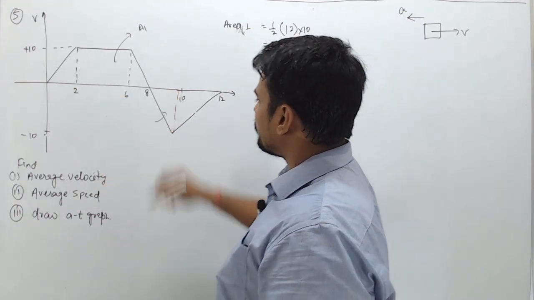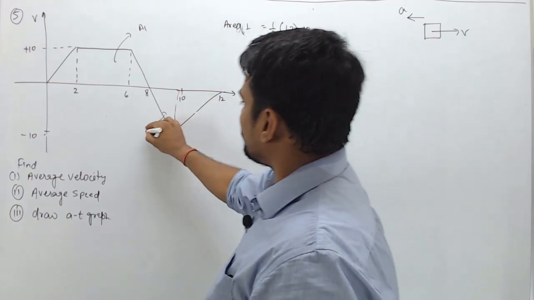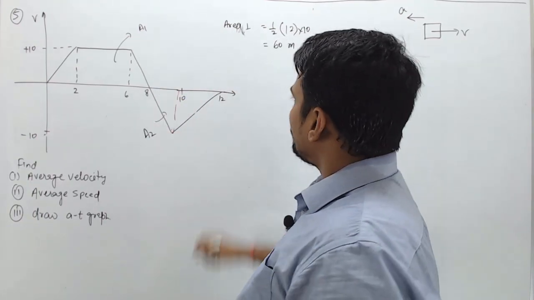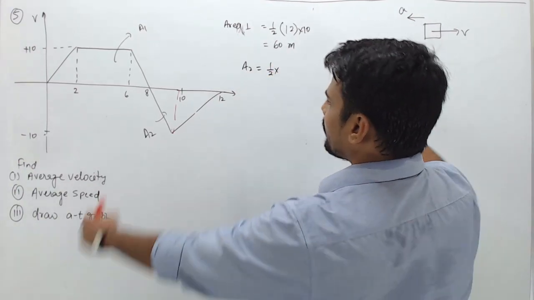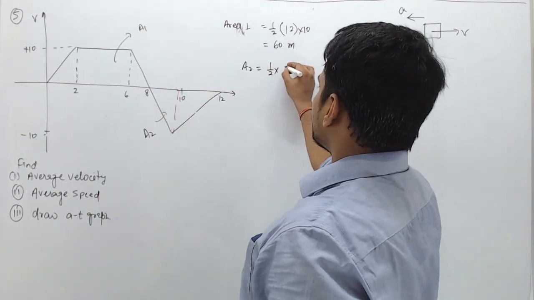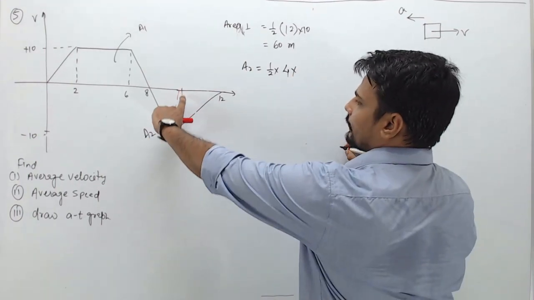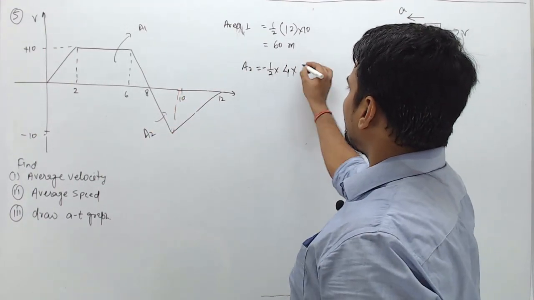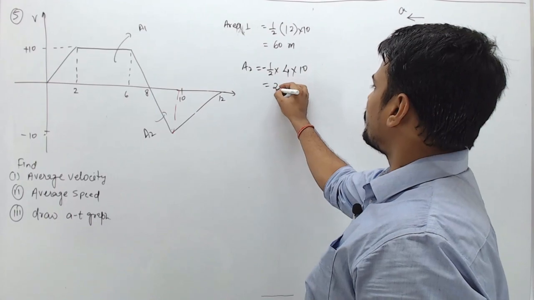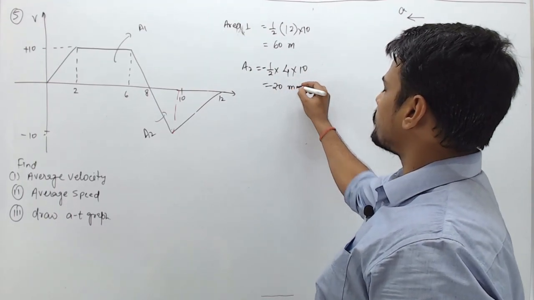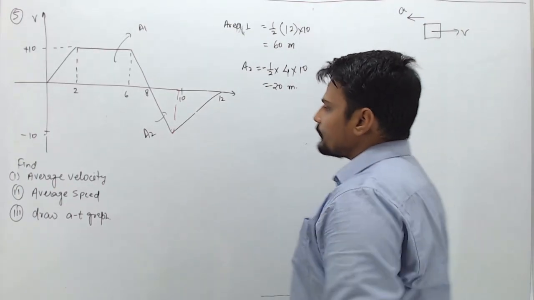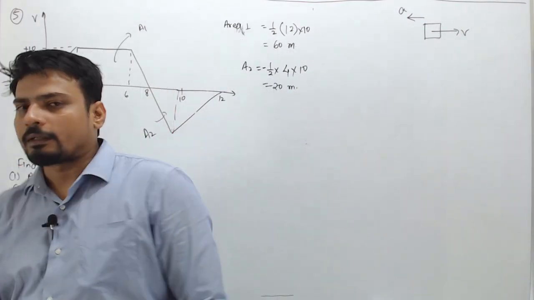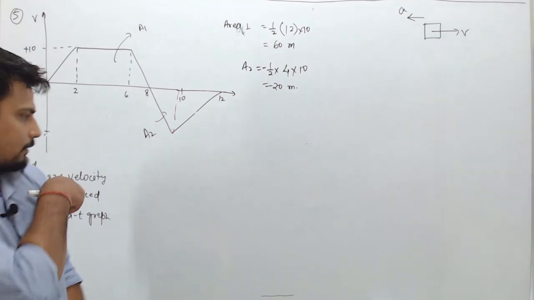Now comes this part, let's say this is area 2. We can see it's a triangle, so area 2 should be how much? Half into base. Base is going to be how much? 12 minus 8, the difference is 4. Height is going to be negative 10. We can put a negative here and 10 here, so that's going to be negative 20. That is your displacement in the second part. To find the average velocity, we have to get the net displacement by the total time taken.